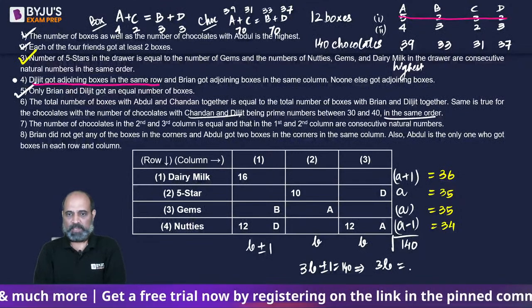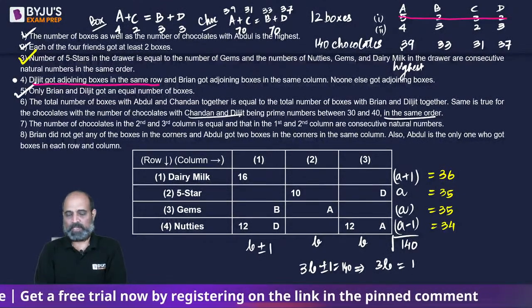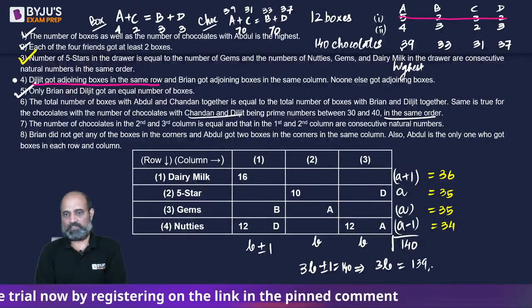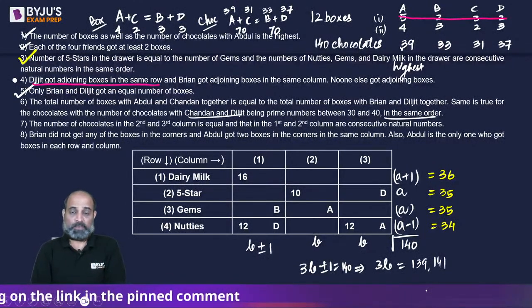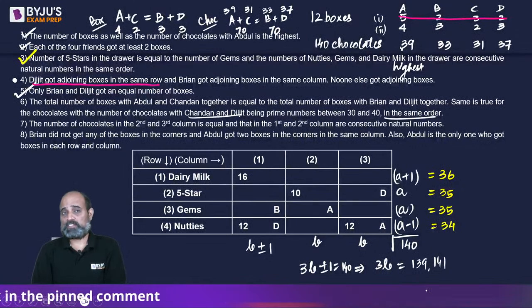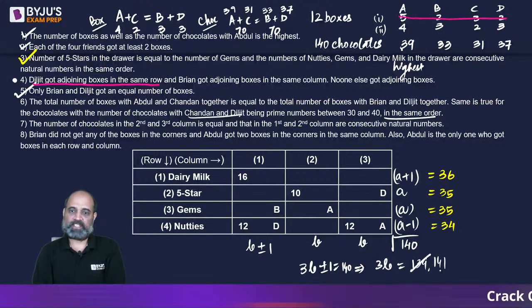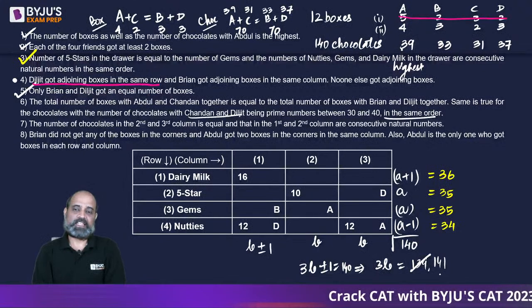That means 3B is equal to 140 minus 1, which is 139, or 140 plus 1, which is 141. Now 3B is 139 will not give us the answer because 139 is not in the table of 3. 141 will definitely give us the answer, which will result in B being 47.